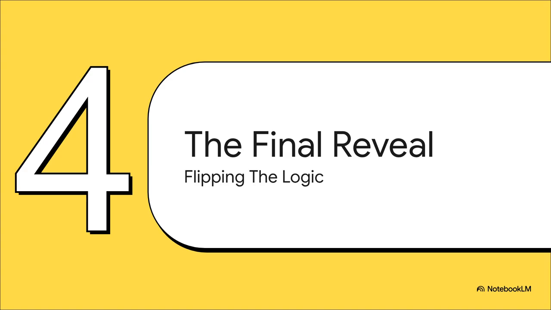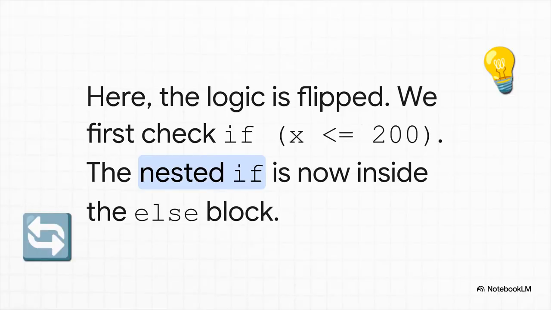Okay, to wrap this investigation up, let's look at one final piece of evidence. It shows that in coding, there's almost always more than one way to solve a problem. You can just flip the logic on its head. So in this version, we start by asking the opposite question. Is x less than or equal to 200? If it is, boom, orange circle. If not, well then our else block triggers. And inside that is where we finally nest our check for y to draw the green one.